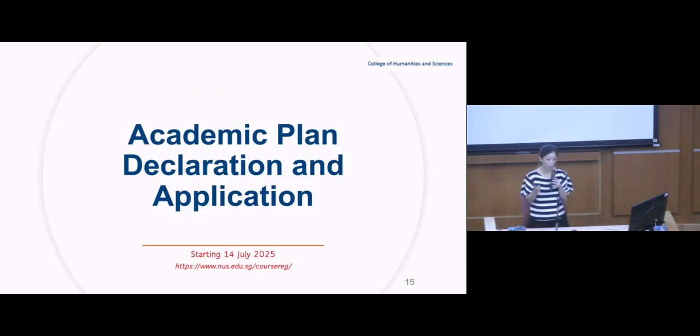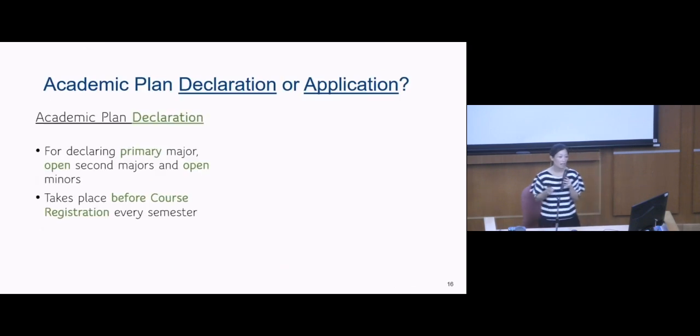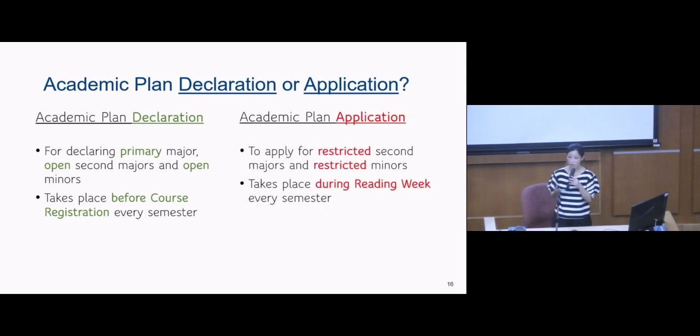We have been mentioning the academic plan declaration. There's the academic plan declaration and there's the academic plan application. These are two different things. The academic plan declaration is for you to declare your primary major, open second majors, and open minors. This takes place before course registration every semester. Then you have the academic plan application, which is for you to apply for restricted majors and restricted minors. The majority are from other schools and faculties. For example, if you want to do a minor from the School of Business or the School of Computing, you need to apply for it.